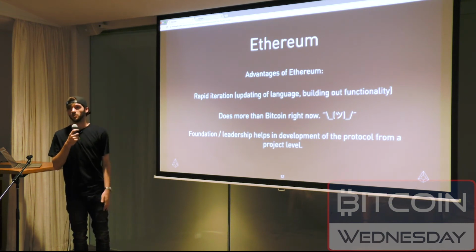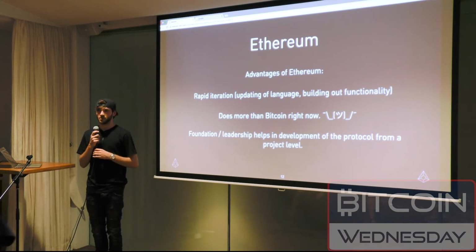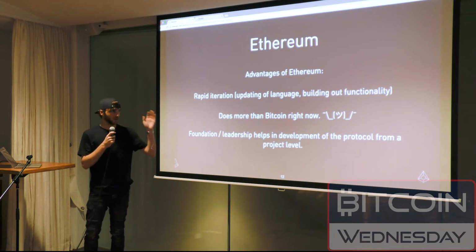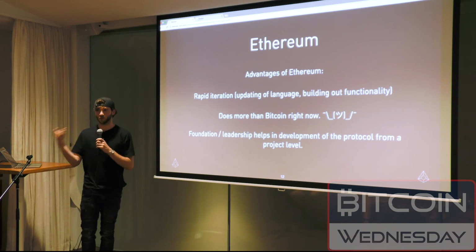Right now it does more than Bitcoin. We tried building Augur as a fork of Bitcoin initially, spent 2 or 3 months on it, and it just became abundantly clear that Ethereum was going to allow us to develop this significantly quicker than as a fork of Bitcoin.